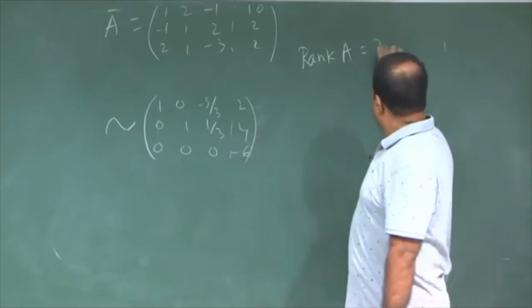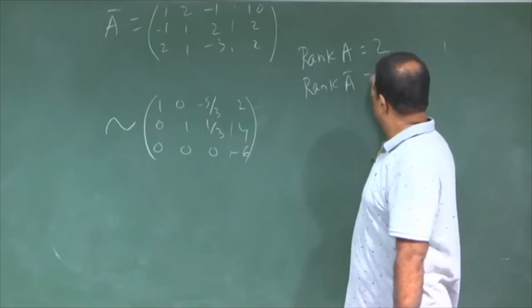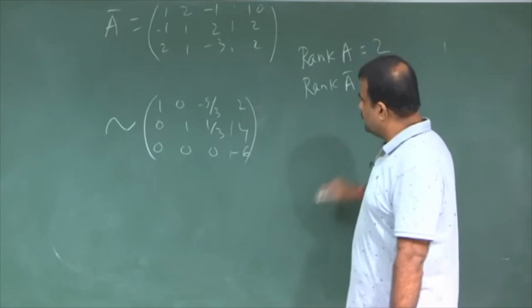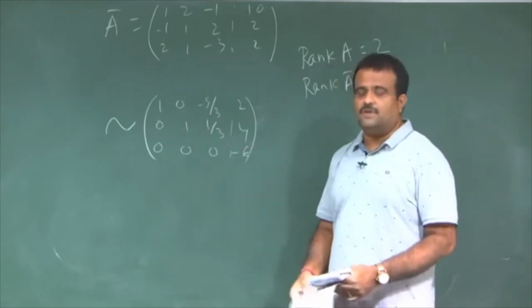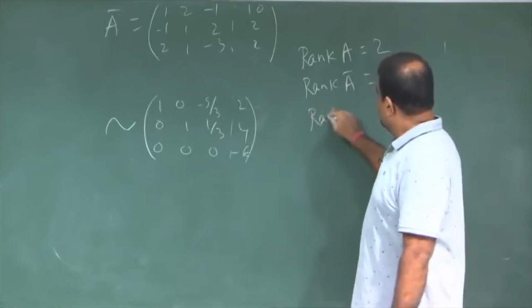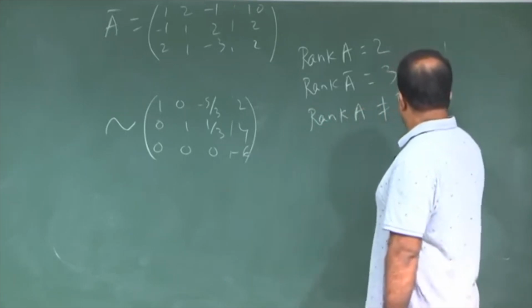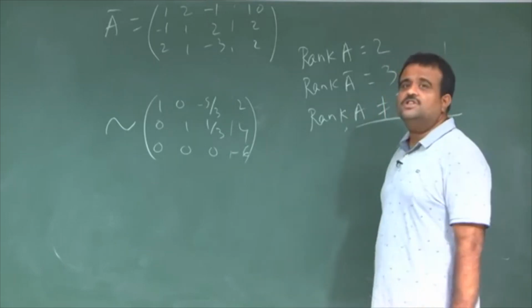So, the rank of A is 2, but what is the rank of the augmented matrix? The rank of the augmented matrix is 3, because if we take this one then the determinant is non-zero. There is a problem. So, this rank is not the same. The rank of A is not the same as the rank of A bar. So, this is inconsistent.